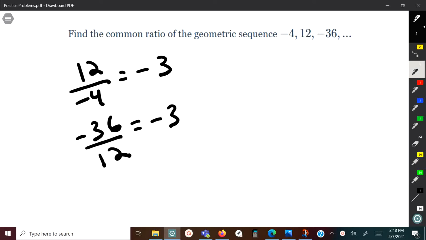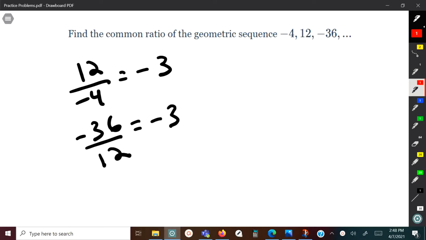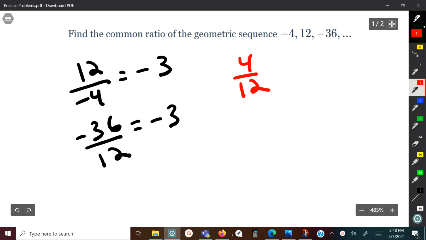And if you see the negatives alternating, negative, positive, negative, then positive, then your common ratio is going to be negative. Okay? And another thing, let's say you're working and your second term is smaller than your first term as far as distance from 0. So let's say instead of it being 12 divided by negative 4, let's say it's 4 divided by 12. And that gives you a decimal. And that decimal would be the common ratio.